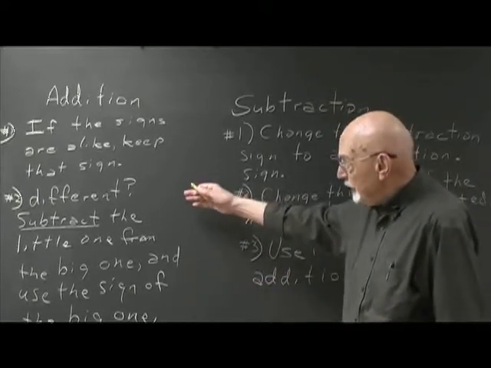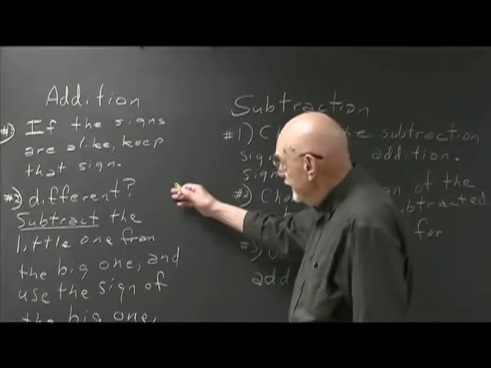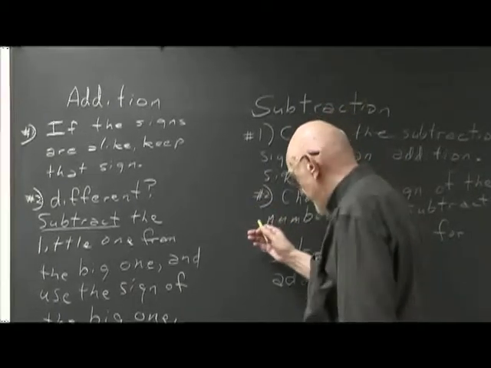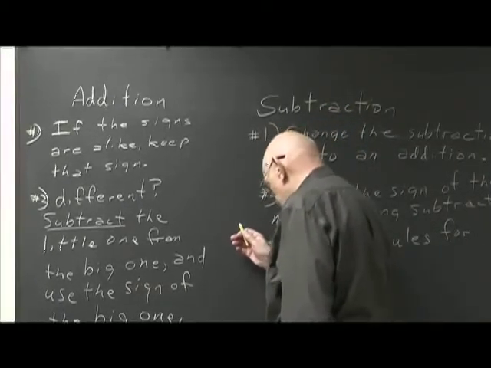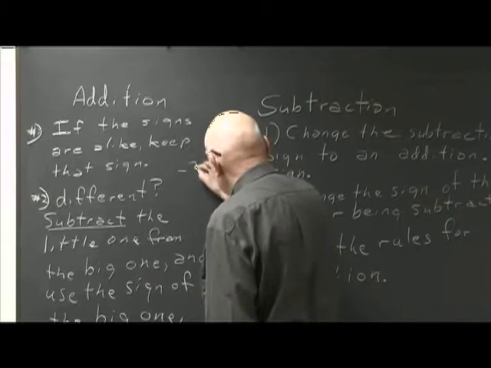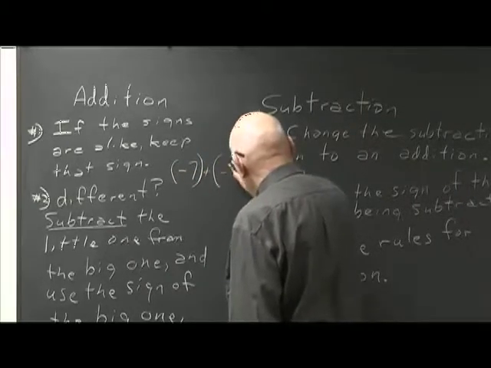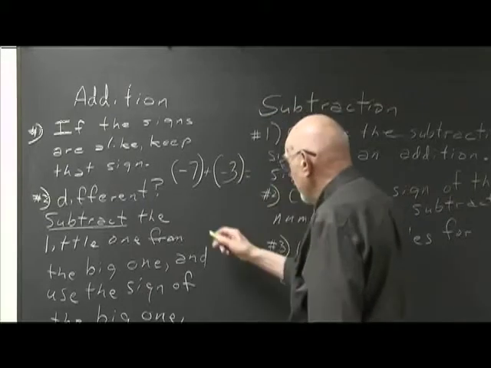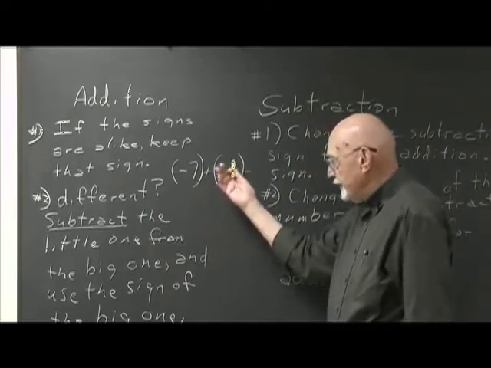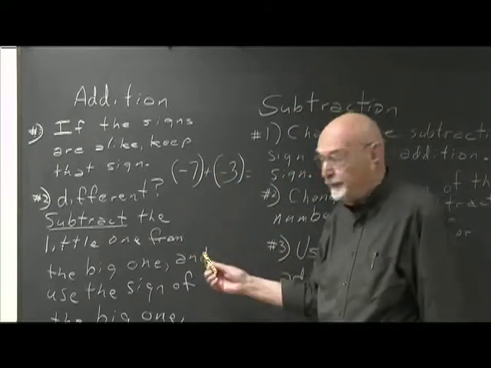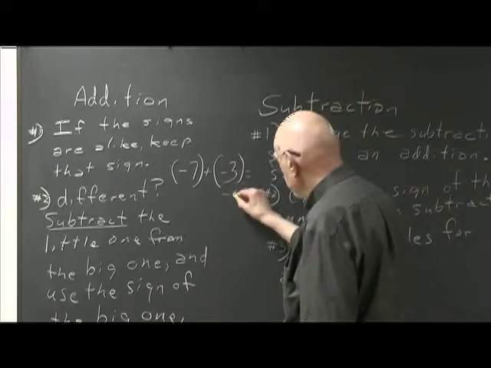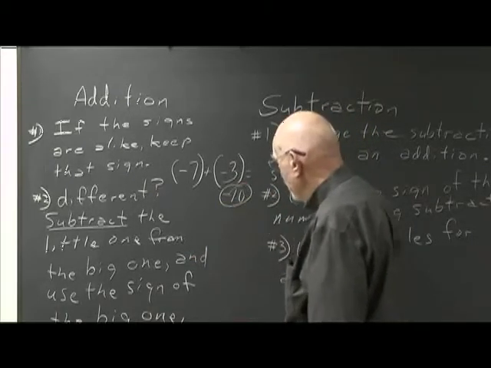So let's work an example for this. Signs alike, keep that sign. We'll say we have -7 plus -3. 7 and 3 are 10, we keep the sign. -10 would be the answer.